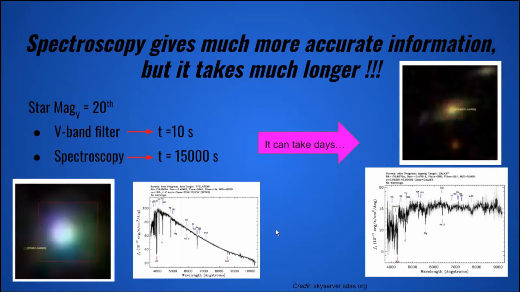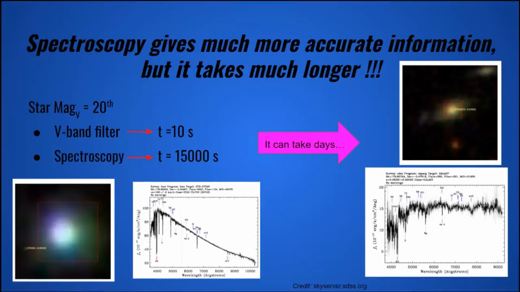Yeah, the problem with spectroscopy, as I said, is amazing, is the best way to get information about a galaxy. The problem is the time it takes. So just looking at the star, we can take a picture. This is a 20th magnitude star, so it's quite a dim star. But it's very common, that magnitude for a galaxy. So if for a star it takes 10 seconds for a photo, it takes 15,000 for a spectrum. And so when we talk about the same process for a galaxy, it can take days.